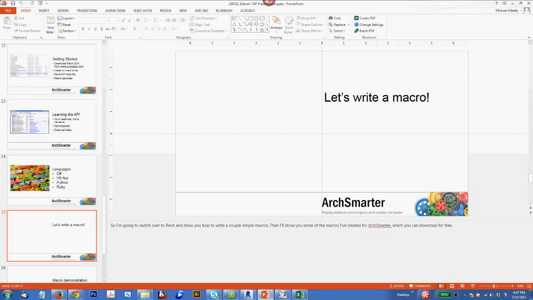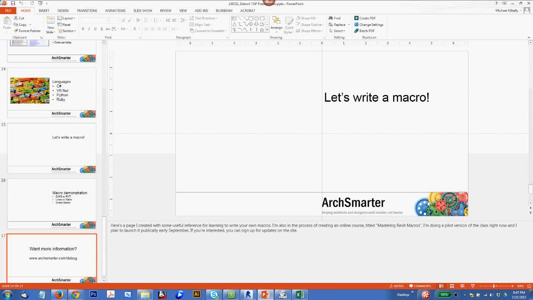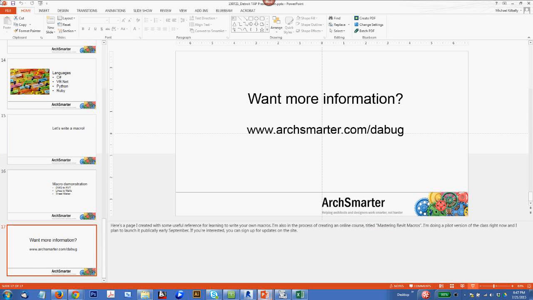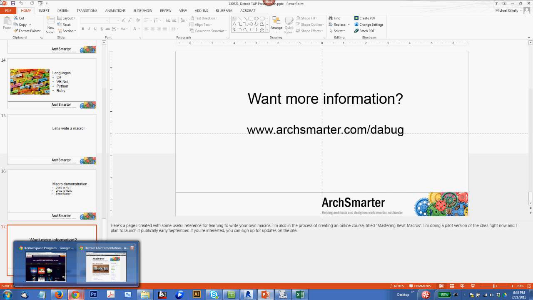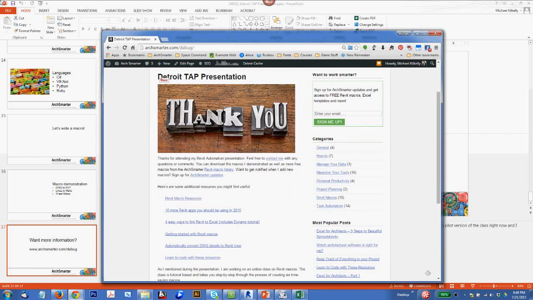Let me switch here. I'll just wrap things up. Okay, so if you want some more information, you can go to this website. I made a special website for you today, and this has some resources that you can look at if you want more information about macros, if you want to access the library as well. And actually, let me just have it up here. And here we go. So these are some posts from ArchSmarter you can take a look at. And here is the macro library, so you can take a look at that and download those macros.